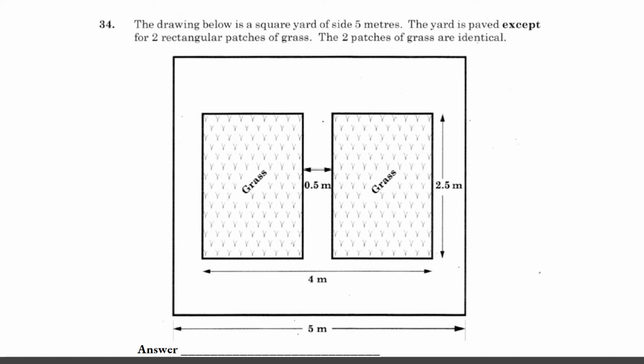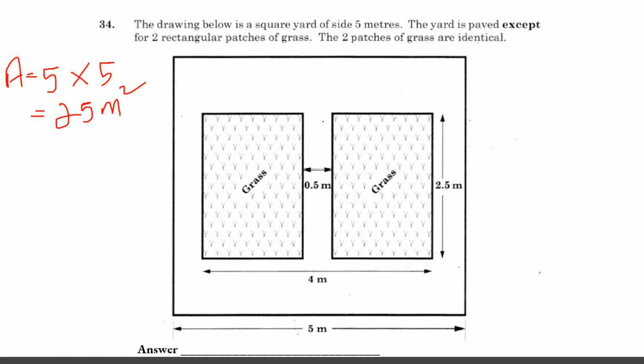Now let's get to that. The area of this square yard is going to be 5 by 5, side by side, the area of a square, yes? 5 by 5 is going to give us 25 meters squared. This is the area of the entire yard. Now we need to find the area of the 2 grass patches.